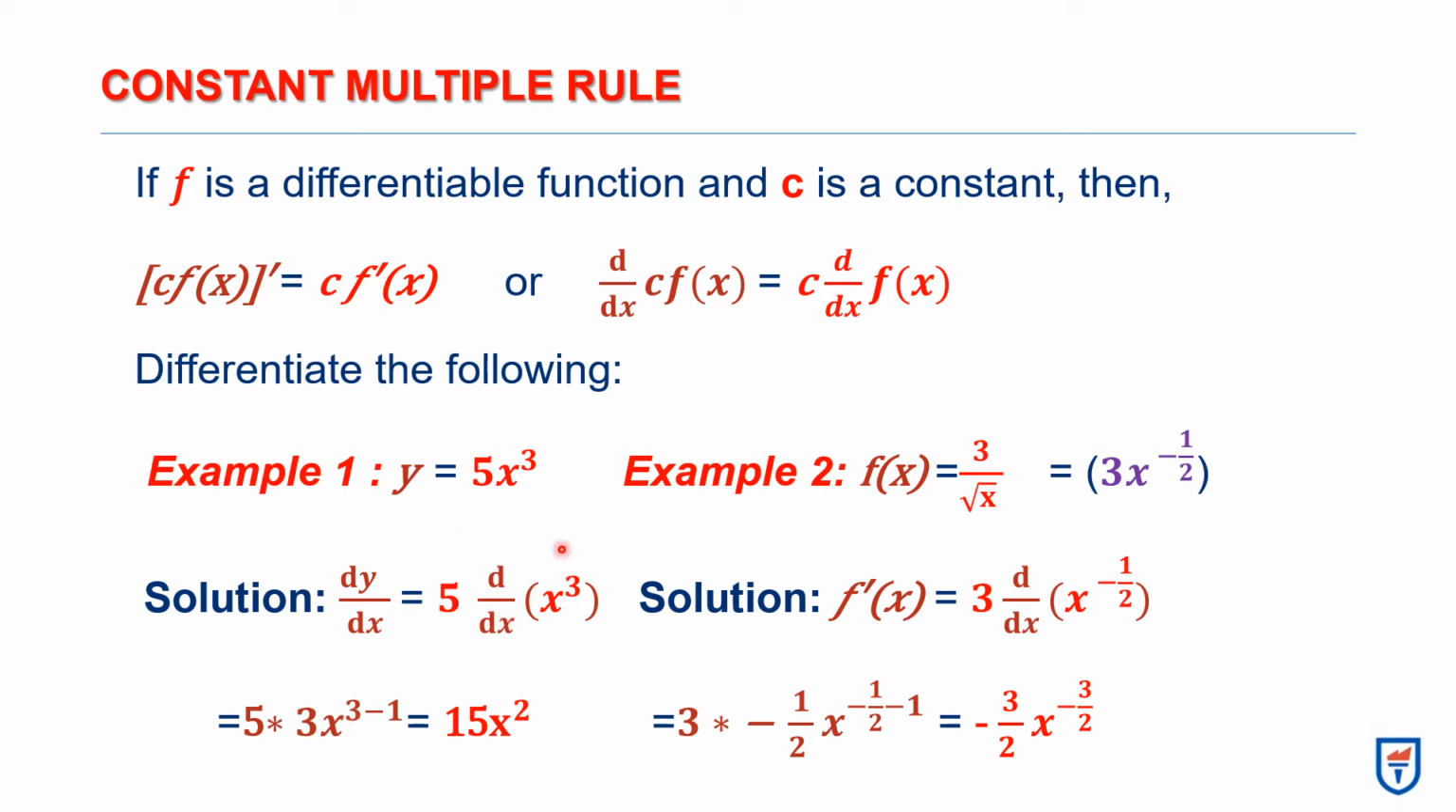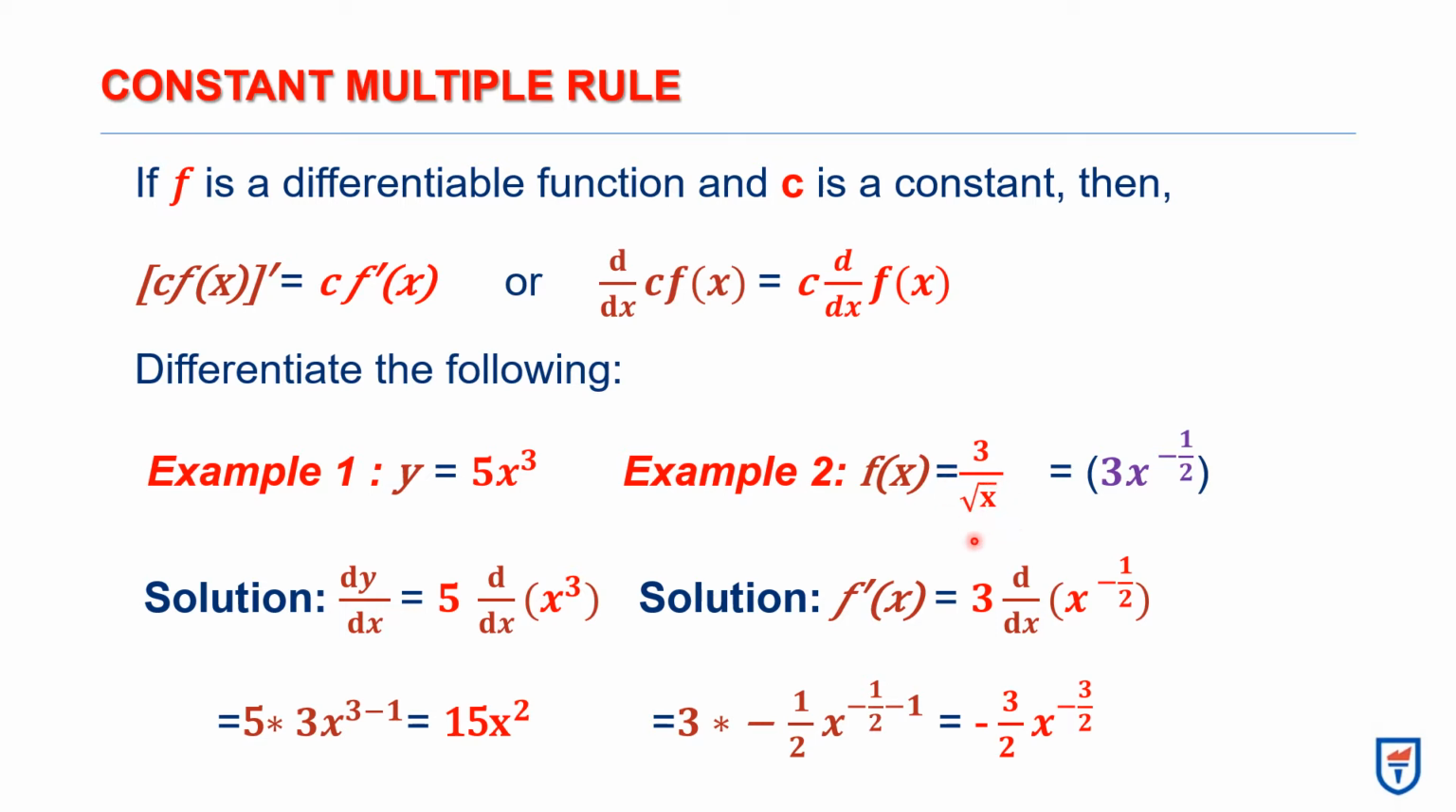So in this instance, when we differentiate x to the power 3, since it is in the form of a power, we use the power rule. The power rule on x cubed simply says we take the power, which is 3, then we multiply by x to the power 3 minus 1, and we end up having our result as 15x squared. Our second example is f(x) equals 3 divided by root x.